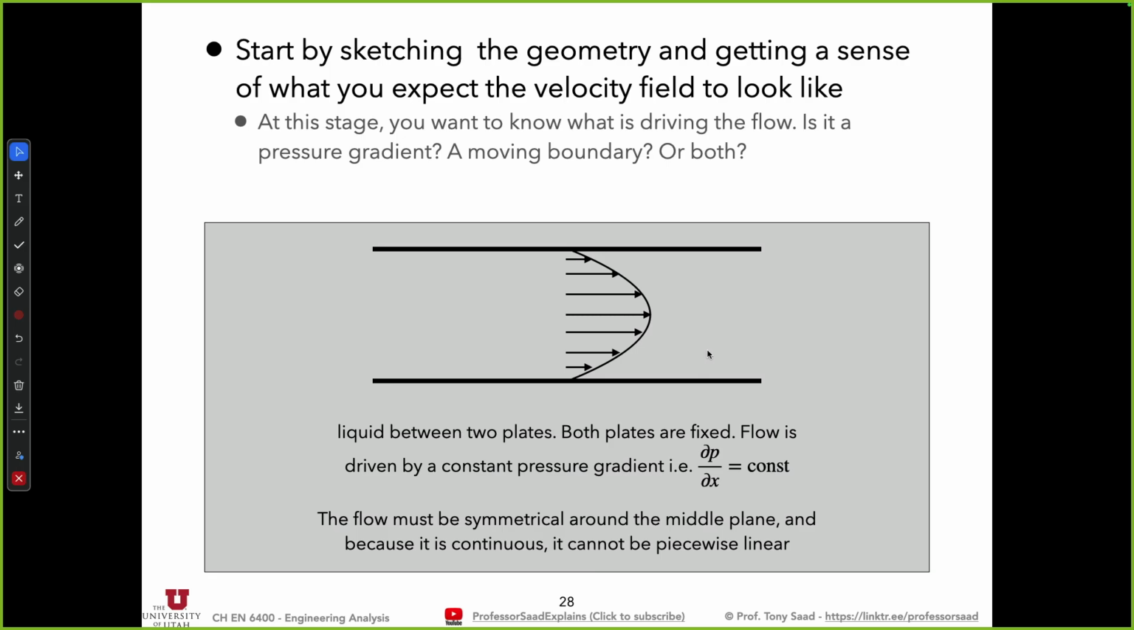Okay. Now, furthermore, because the flow is symmetric, it cannot be linear. Because if it's symmetric, it has to be piecewise linear, and because the velocity is continuous, you cannot have a piecewise solution. It needs to be a continuous solution. So that also knocks out the idea of linearity. Okay, either way you approach this.